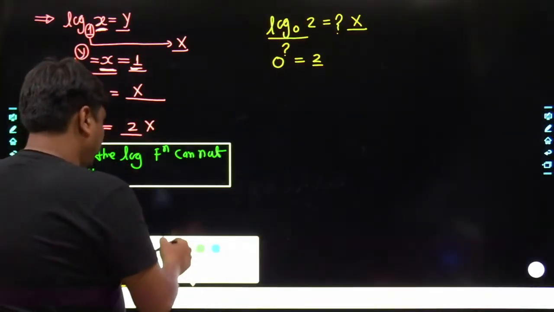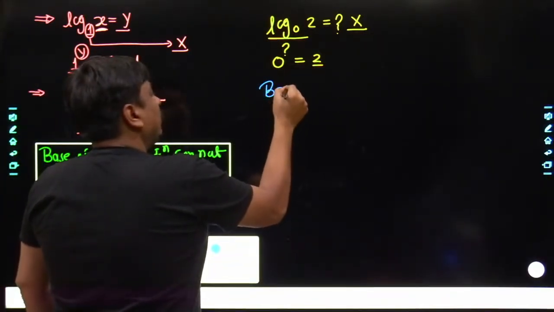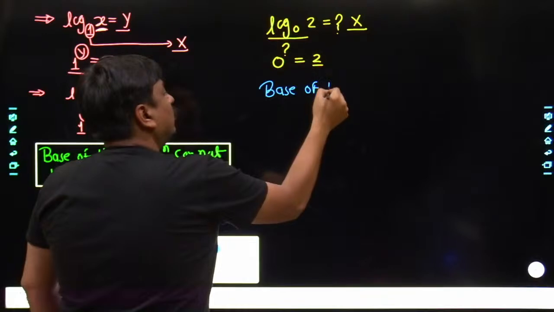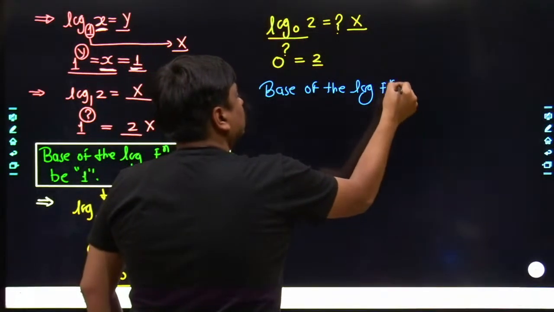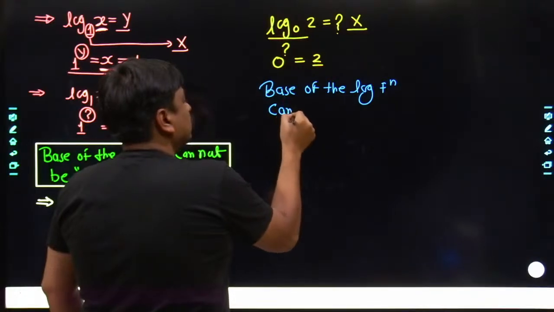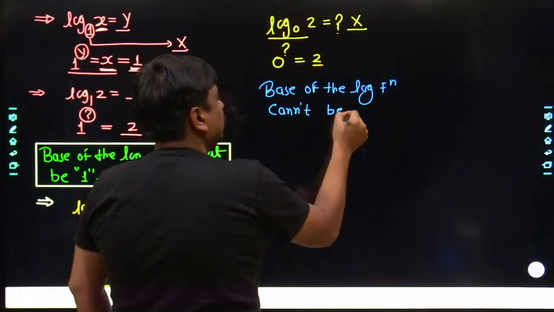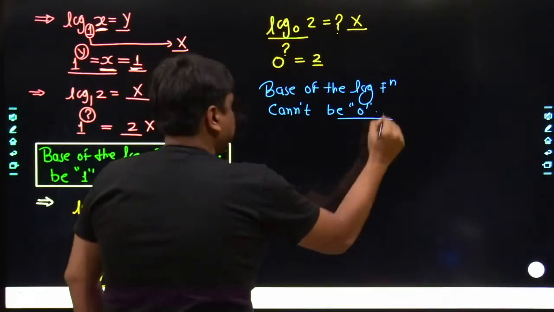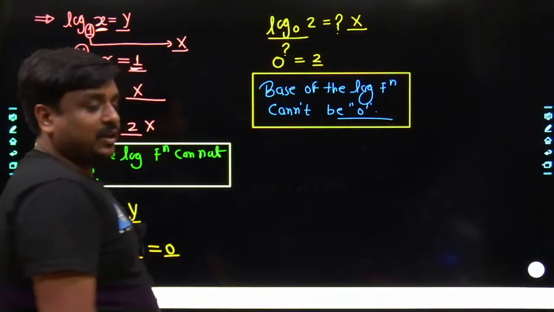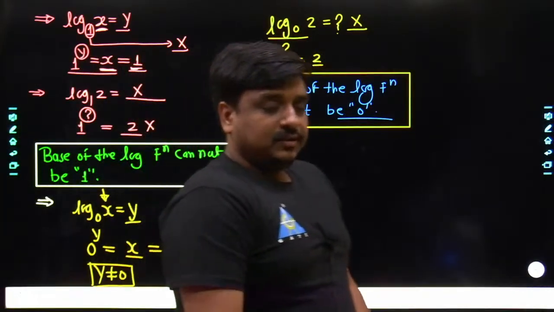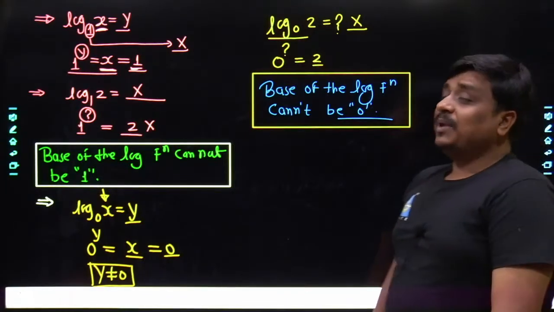So let me write over here: the base of the log function cannot be 0. Put it inside a bracket because it is an important outcome. Yes, till this point probably each and everything must have been clear to all of us. Now let me ask one more important thing.